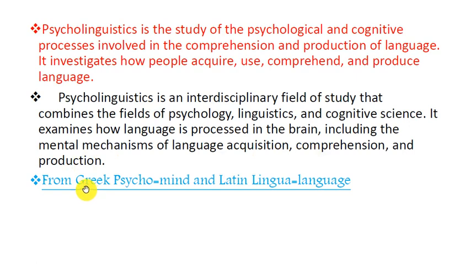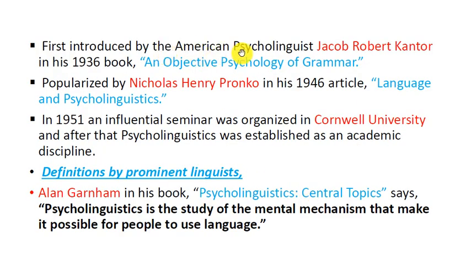Now, the term psycholinguistics is from two words. First, the Greek psycho, which means mind, and then the Latin word lingua, which means language. The term psycholinguistics was first introduced by the American psycholinguist Jacob Robert Kantor in his 1936 book An Objective Psychology of Grammar. Then the term was popularized by his student Nicholas Henry Pronko in his 1946 article Language and Psycholinguistics. In 1951, an influential seminar was organized at Cornell University, and after that, psycholinguistics was established as an academic discipline.